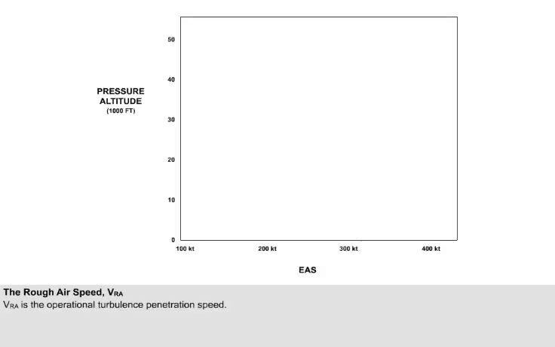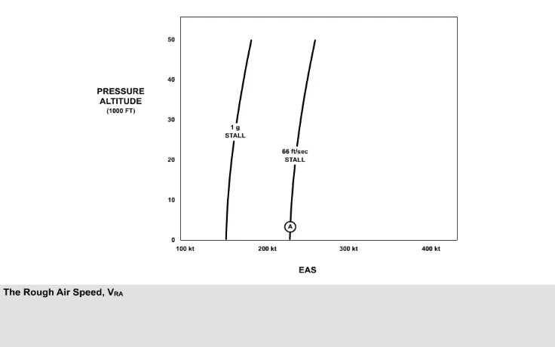We will now examine the rough airspeed, VRA. VRA is the operational speed at which to fly the aircraft when turbulence is encountered. The illustration shows pressure altitude increasing vertically and equivalent airspeed increasing horizontally. The first speed to consider is the 1g stall speed. The next speed to consider is the speed at which the wing will stall if subjected to a vertical gust of 66 feet per second, labelled Alpha.